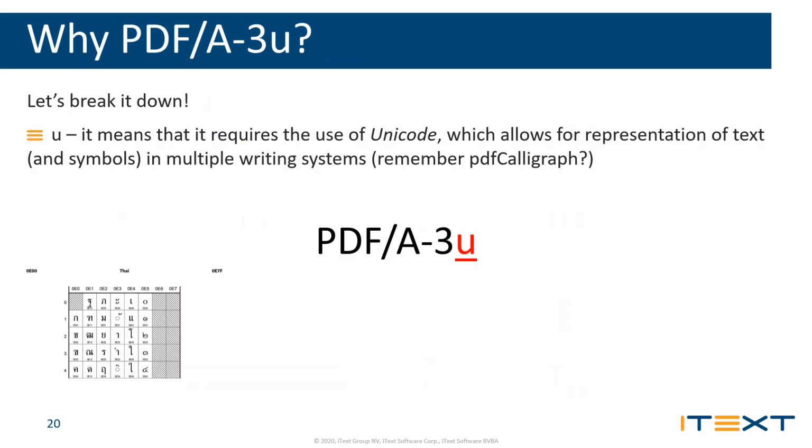So why PDF A3U? Let's break it down. Why the U? Well, U stands for Unicode. Unicode is basically a special codification which allows computers to represent and manipulate text from any existing writing system. So remember PDF calligraph? If you want to store an OCR'd document, Unicode has to be there, and PDF A3U mandates that Unicode indeed needs to be used.